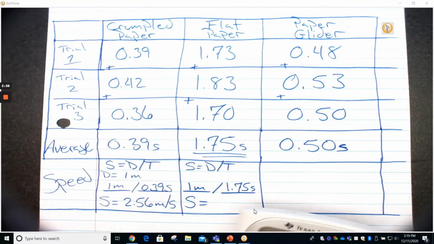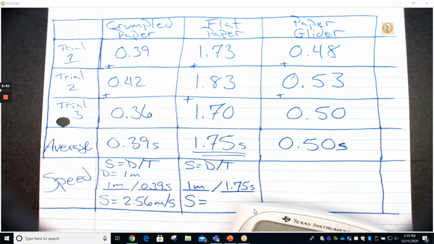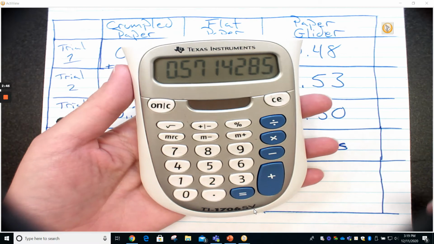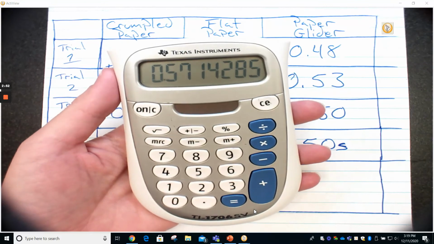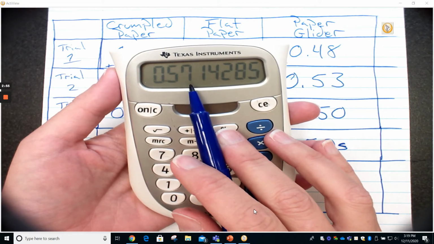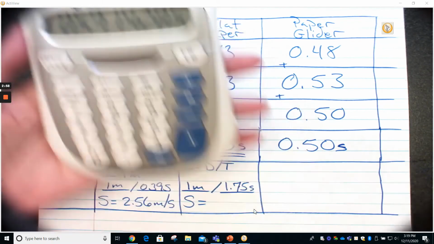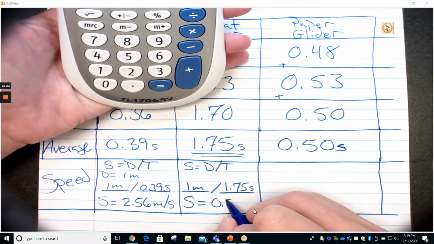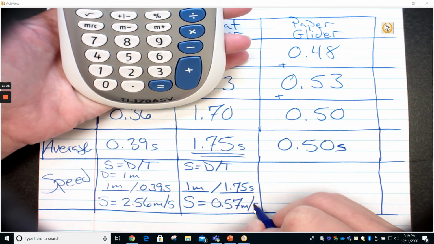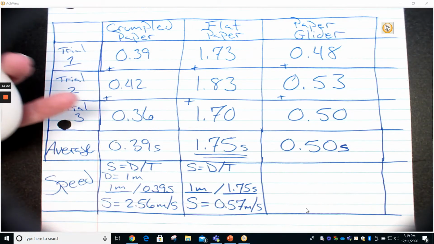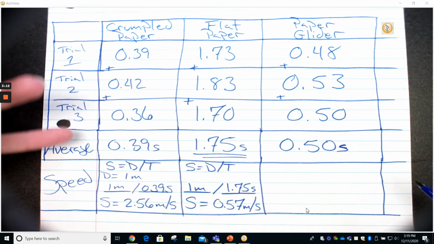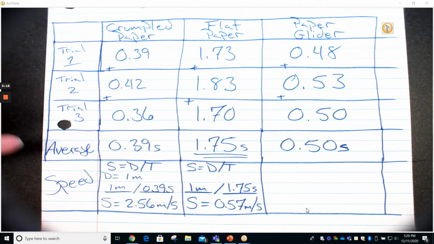So let's plug it in. We've got 1 meter divided by 1.75 seconds equals 0.57 meters per second. So that's going to be our speed. That 1 won't change, that 7 right there, and I want 2 decimal places. Okay? So our speed equals 0.57 meters per second. Okay? Making sense, right? This is kind of cool. So you guys, you did the trials, you figured out the average time. Now we're actually figuring out the speed of the fall for each of these different types of paper. I think this is fun.